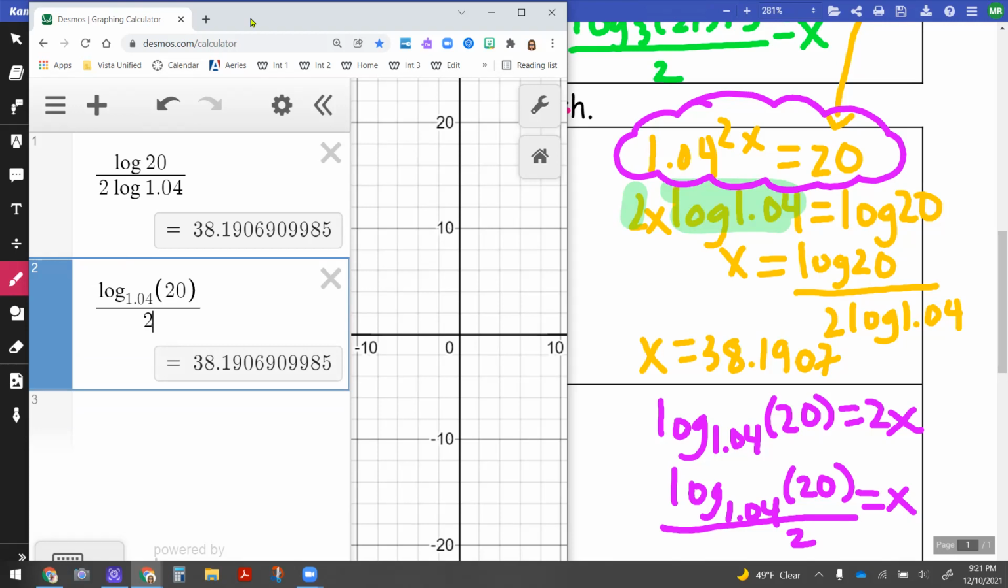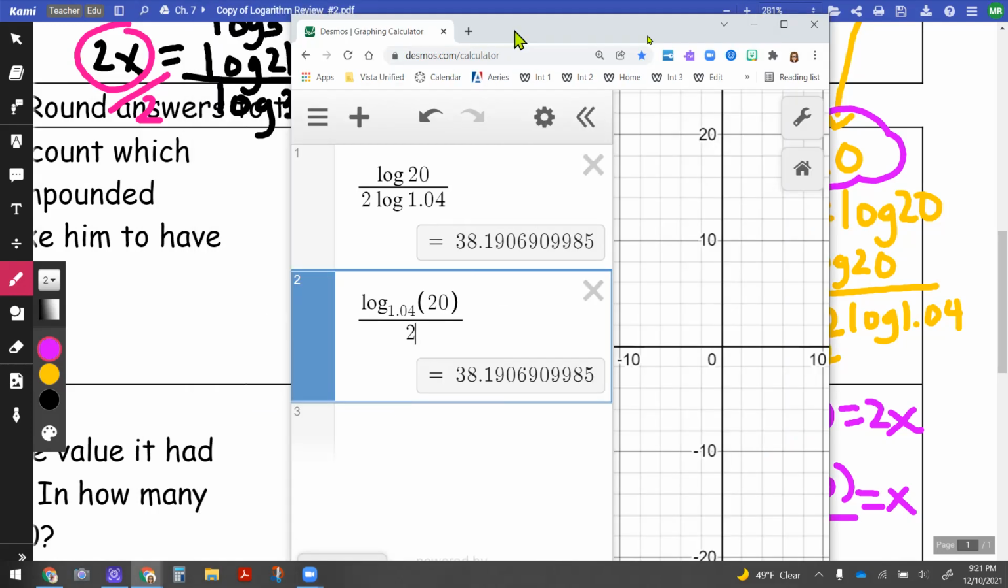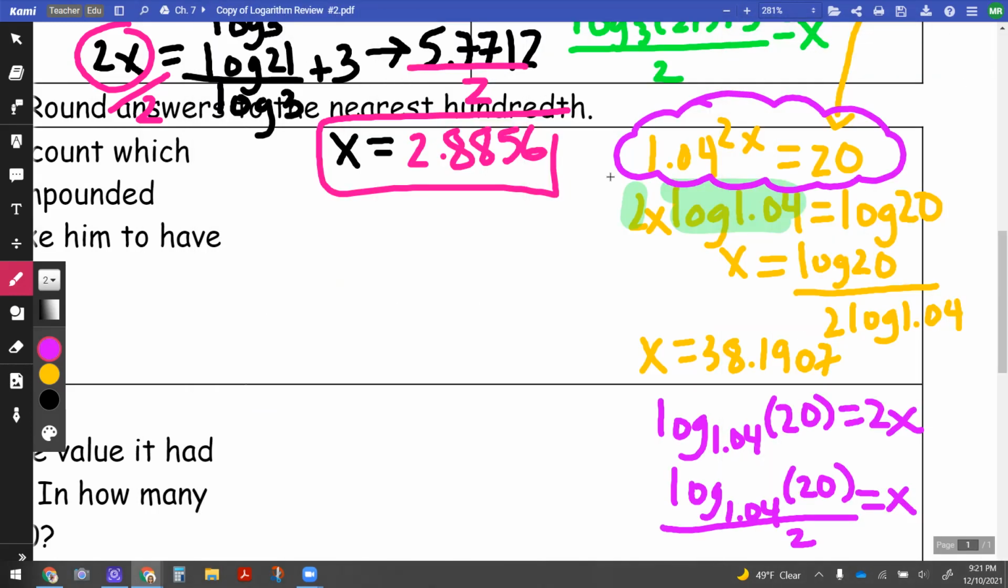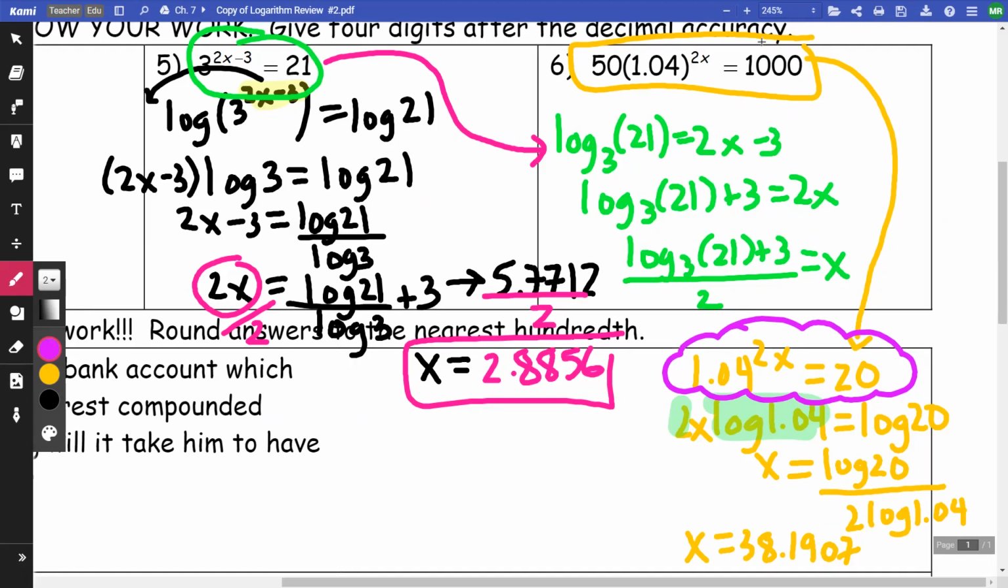So it really just depends on whether you prefer to rewrite that in logarithmic form or log both sides. But you don't do any of that until you get your base, which is this 1.04 to the 2x, by itself, and make sure that that 50 is not there.